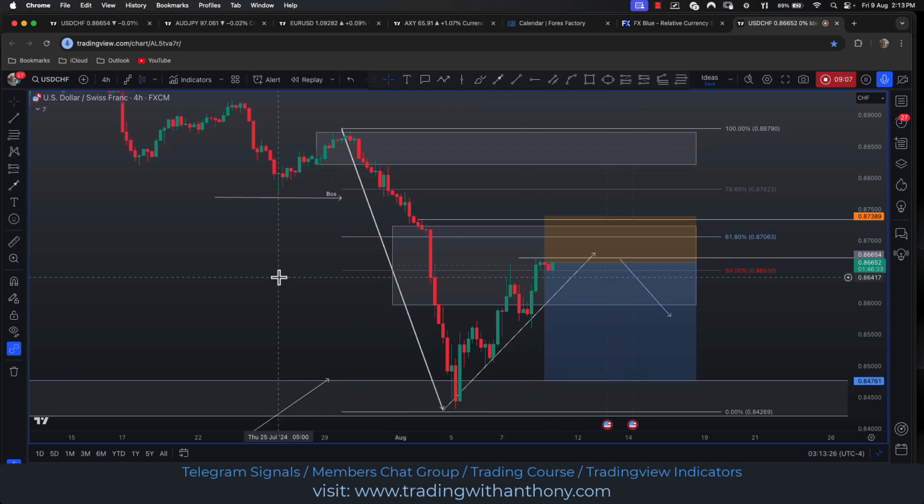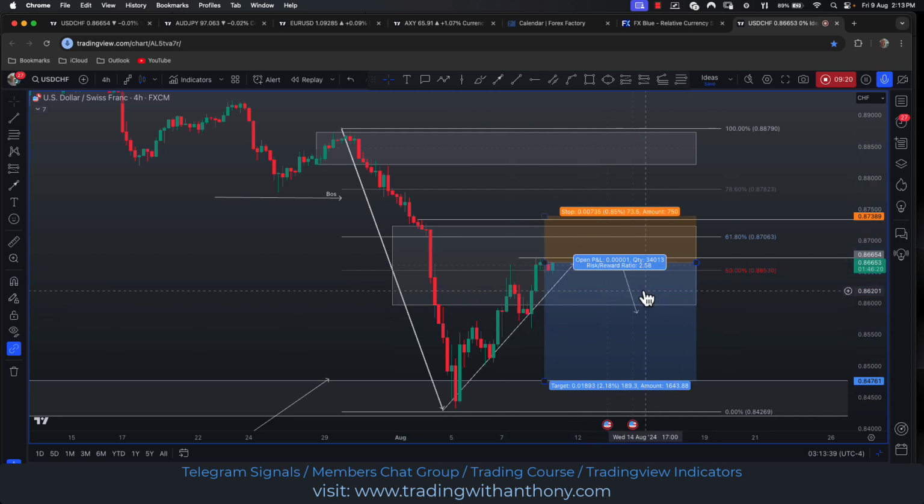So what can I say? I'm looking for the Friday wind up. They usually move the market in the opposite direction that it's been trading in. So that's my take basically on this currency pair at the moment.